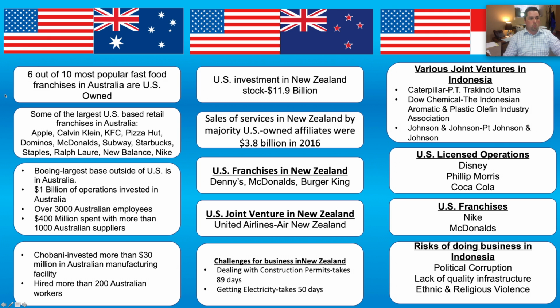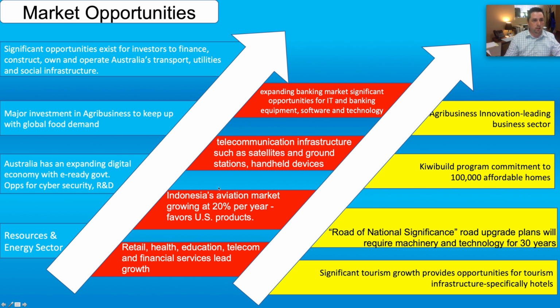When we look at the current U.S. business presence in the region, you can see that there's plenty of opportunities for franchises, joint ventures, licensed operations. But I think the most interesting thing is Boeing actually has the largest base outside of the United States in Australia. But let's take a look at the market opportunities here. In Australia, they have made a major investment in the agribusiness culture to keep up with global food demand. They're also ready for a digital economy, so there's going to be plenty of opportunities for cybersecurity and R&D.